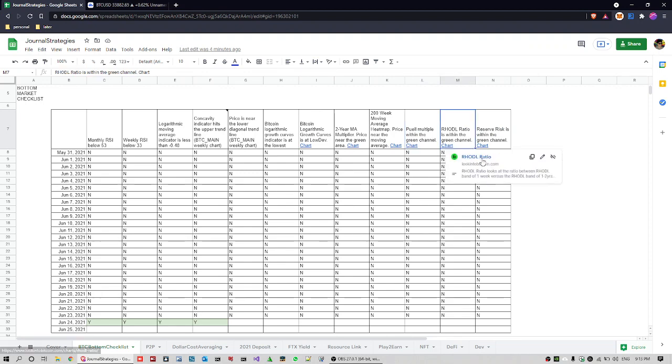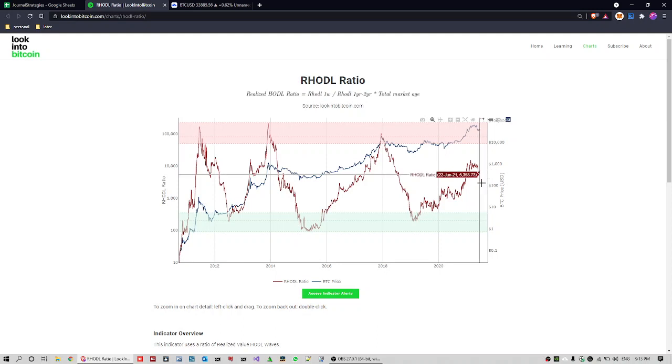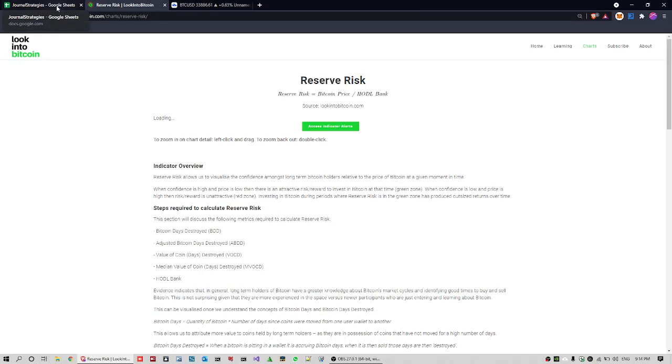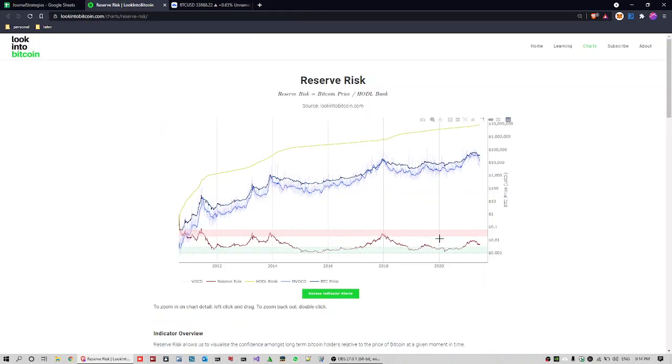And then the last two checklists. Our HODL ratio is within the green channel. So the ratio should be within this green area, so that we can say that the price may be at the bottom. And then the last checklist is the reserve risk is within the green channel as well. Here, the reserve risk is already near the green channel, or maybe it just looks near because it's zoomed out. But anyway, it should be within the green channel, so that we can say that the price might have been in the bottom.